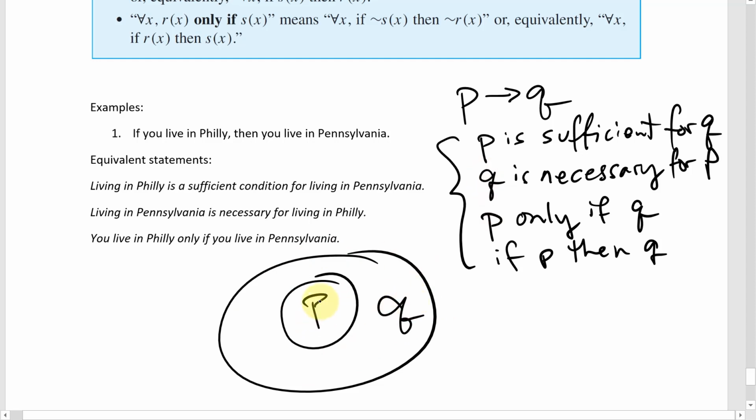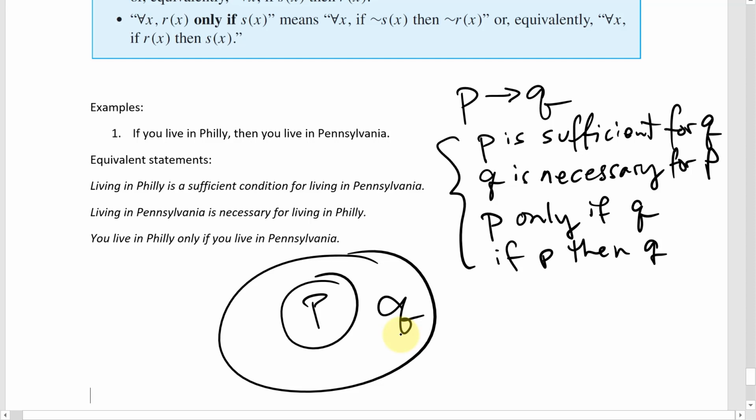I would say being in the circle of P is sufficient to be in the circle for Q, and it's necessary for Q to be true if you're in the circle for P. So Q is necessary for P. In other words, if I want to go to the set P, then it's necessary to be in Q, right? And this statement here is just saying you have P true only if you know that Q is true. And then if P then Q is pretty easy to visualize. If P is true, Q is true.